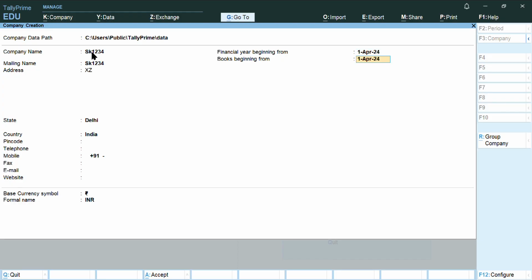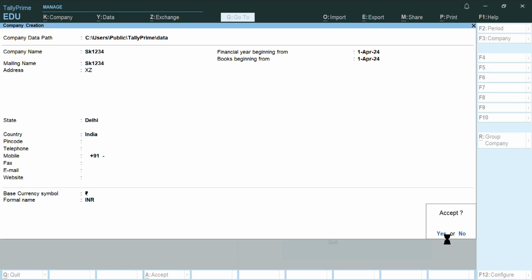Books beginning from same date as it is. Now base symbol and formal name, right? So the company is created. It says accept. So just check the details. Maybe something is amiss, or maybe there is some mistake in the numbers that you have written. So you can do the corrections by going back, and there is a button called escape on the keyboard. By escape we go back, and by enter we move on.